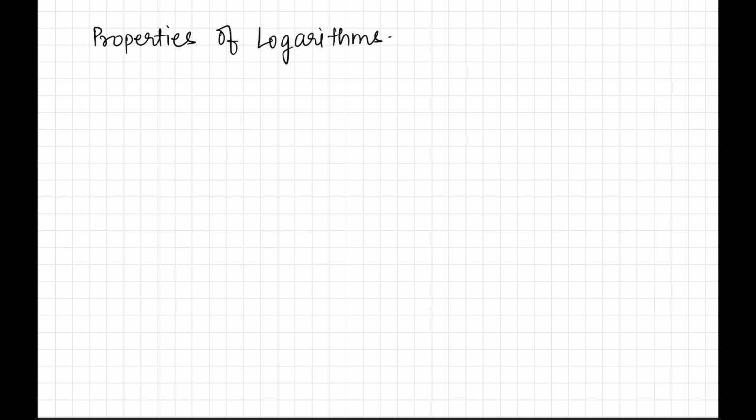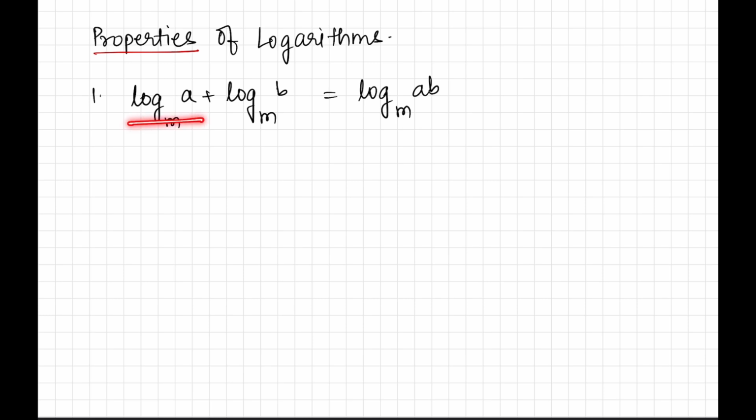तो सबसे पहले, point number 1: log a base m plus log b base m is equal to log ab base m. अगर log a और log b को हम ऐड करते हैं and if the base is same, then log के अंदर a and b gets multiplied.